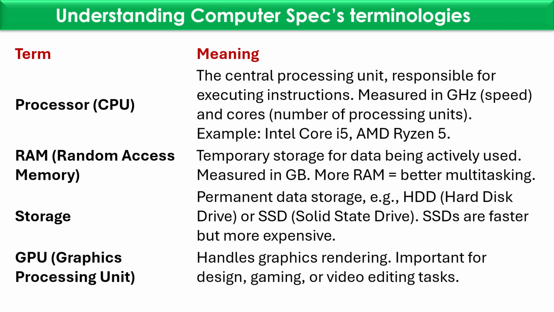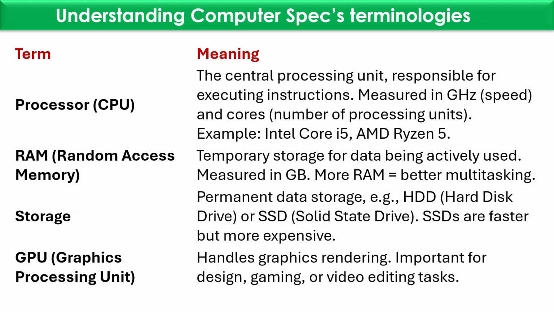Let's understand these computer specifications terminologies through the use of this simple table on the slide. The first terminology is called processor or CPU. CPU, which is an abbreviation, in full is regarded as central processing unit, which is a component of a computer system responsible for executing instructions that are measured in gigahertz, and cores, which basically means number of processing units in that CPU chip. Example would be Core i5, AMD Ryzen 5000, or AMD Ryzen 5.